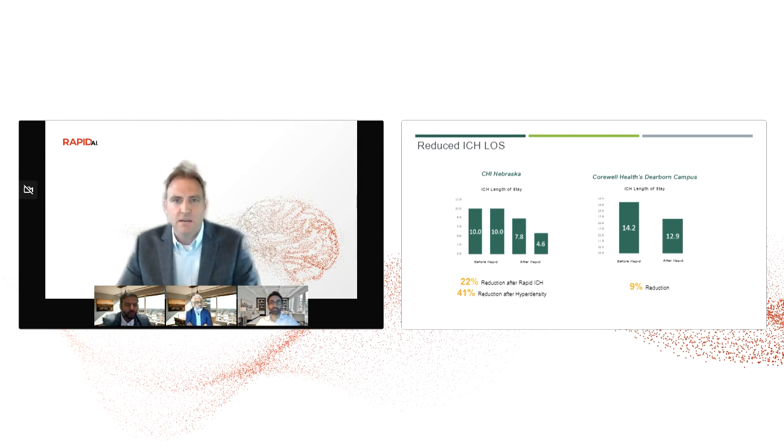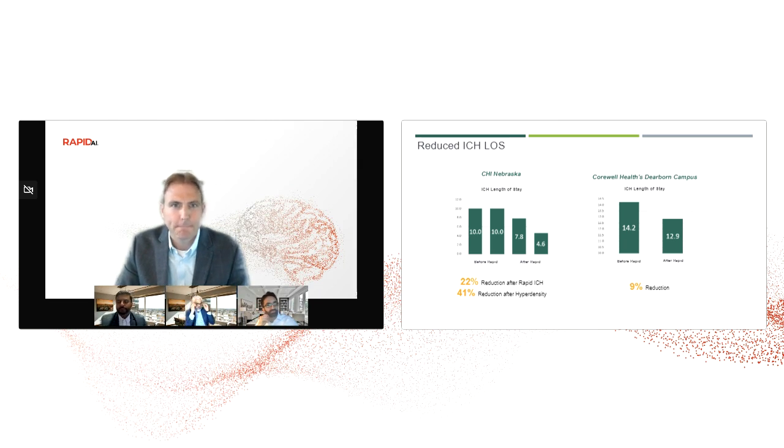Dr. Singh and Dr. Khan, both of your data is on this slide, and it shows that both of your facilities were able to reduce ICH length of stay by a significant amount after installing RapidAI. Why do you think that is? Why do you think that implementing AI impacts ICH length of stay so much? Dr. Singh?